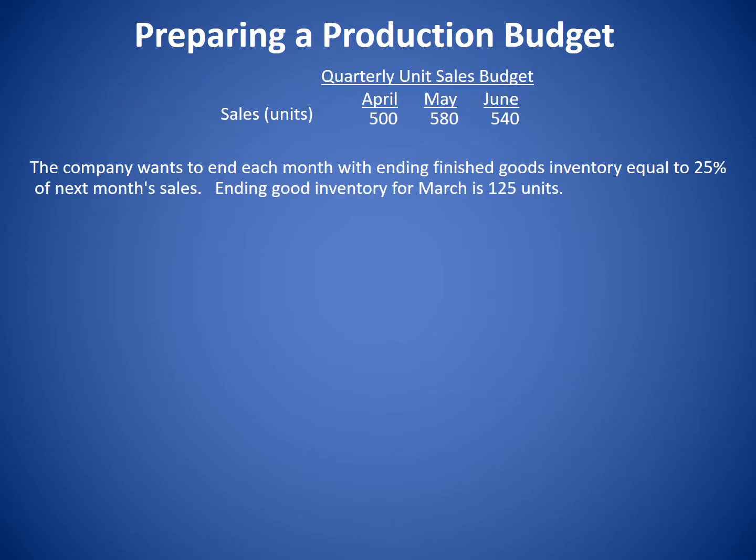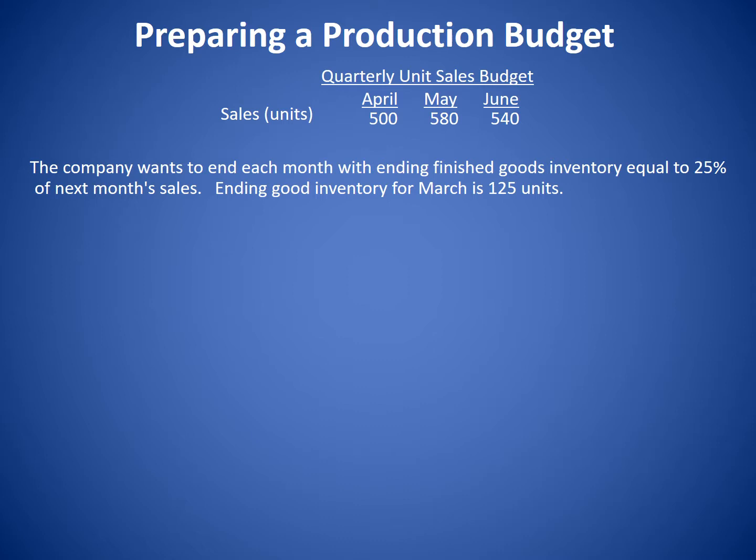After the sales budget, we then need to prepare a production budget that supports the sales and management's plans for inventory levels. So again, from the previous slide, we take a look at our unit sales for the quarter, April through June. Now, we also know, and this is given to us, the company wants to end each month with ending finished goods inventory equal to 25% of its next month's sales. Ending inventory for the month of March is 125 units.